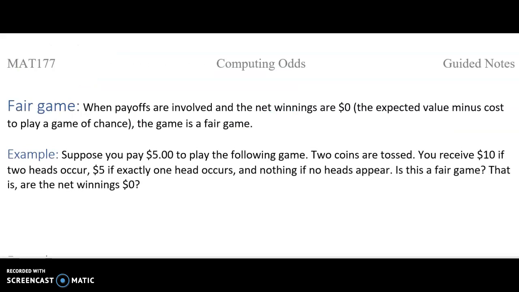What's a fair game? When payoffs are involved and the net winnings are 0, that means the expected value minus the cost to play the game of chance is 0. That means that we have a fair game. Let's do an example. Suppose you pay $5 to play the following game. 2 coins are tossed. You receive $10 if 2 heads occur, $5 if exactly 1 head occurs, and nothing if no heads appear. Is this a fair game? That is, are the net winnings 0?